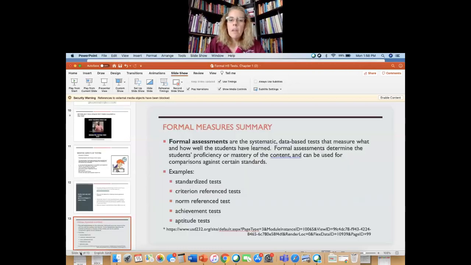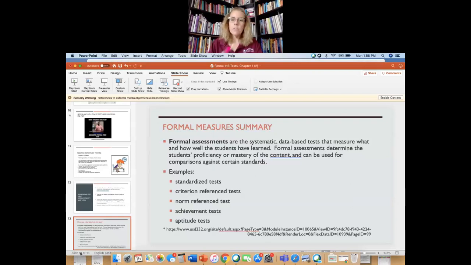All right. So formal assessments are systematic, meaning that we do them all the same way. They are an attempt to see how well the students have learned something that they're being told to learn, and to say if a kid is proficient at doing it. So have they learned it, and are they proficient at doing it? This allows us to compare it against other kids or other standards.